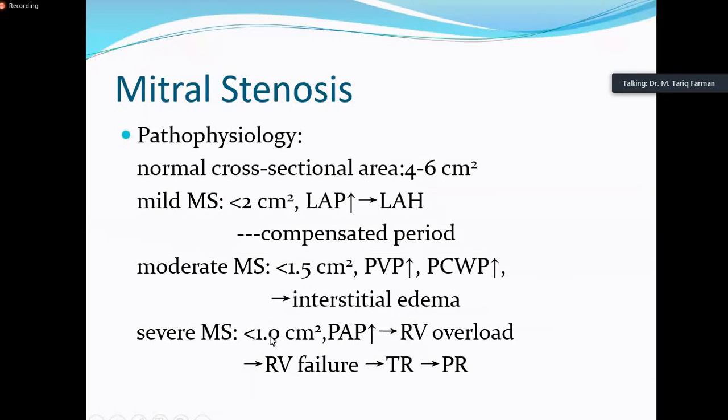Severe MS, less than 1.0 centimeters square, pulmonary arterial pressure increases, RV overload, and the patient may have signs of right ventricular failure, and this is the advanced stage of the disease actually, right? So when we categorize the patient, the severity of the disease, the mitral valve area is the most reliable method. On the basis of mitral valve area, we can divide the patient into 3 categories, as I mentioned: less than 2 centimeters square, 1.5 centimeters, and 1.0.